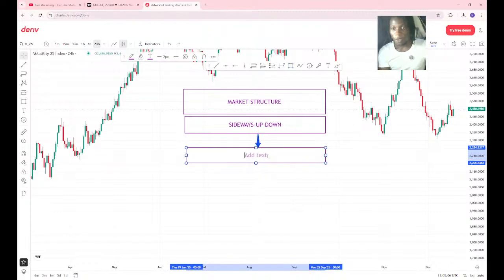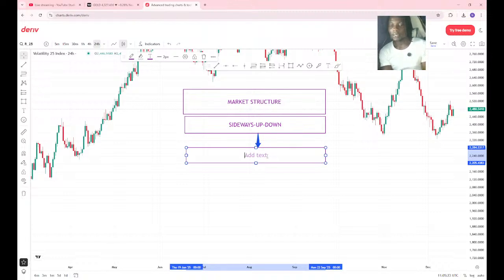So we say markets move this way: up, sideways, and down. The next thing is knowing which direction the market is moving at the time of your entry, either up, down, or sideways.